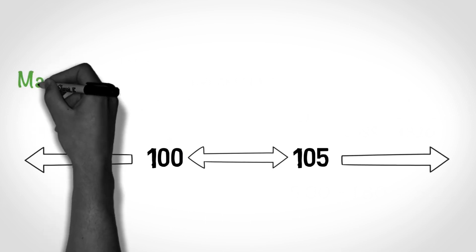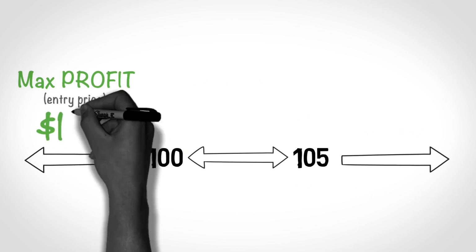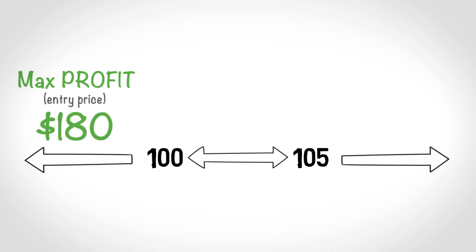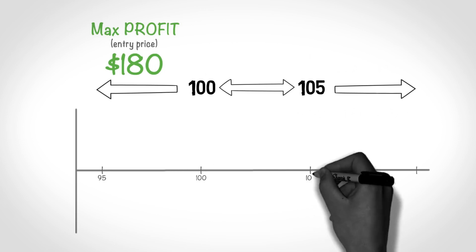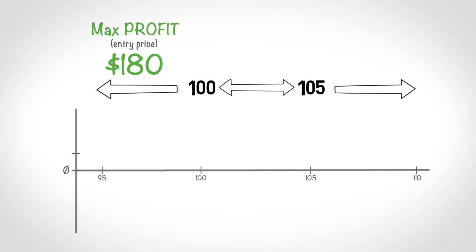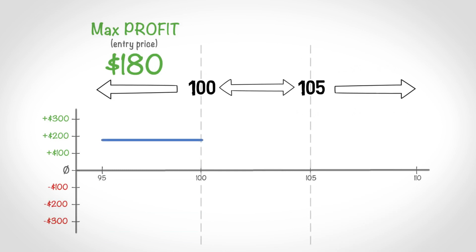When selling a vertical spread, our maximum profit is simply the net price that we sell the vertical spread for. In this case, we sold the vertical spread for a net price of 1.80, so our maximum potential profit is $180. And by the way, you can also see this on the chart at the bottom of your screen. The x-axis, or the horizontal axis, represents the stock price, and the y-axis represents our profit or loss. So that's represented by this blue line.